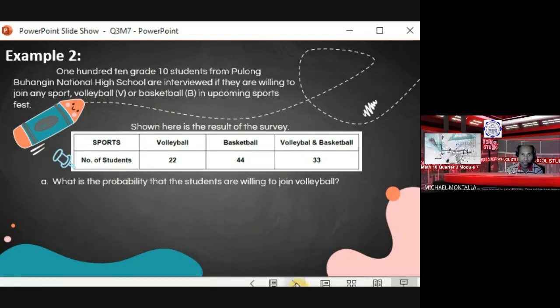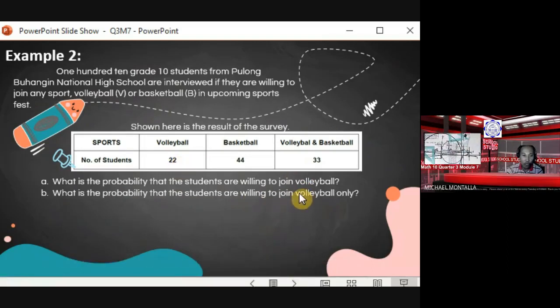Ito yung mga questions that we are going to answer later. Ilan ang probability ng mga students na willing mag-join ng volleyball? Di ba? Ilan ang willing mag-join ng volleyball only? Pareho kaya ang ibig sabihin ng A at B? What do you think? Pareho kaya yan? Okay, hindi naman siguro. Actually, talagang hindi yan. Okay, punta tayo sa next. So, next one.